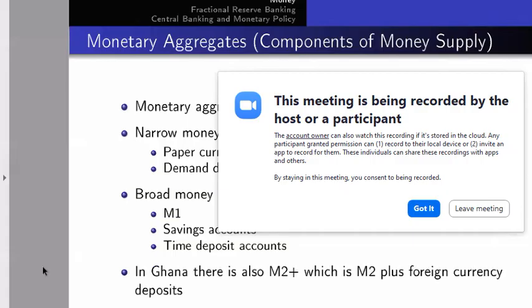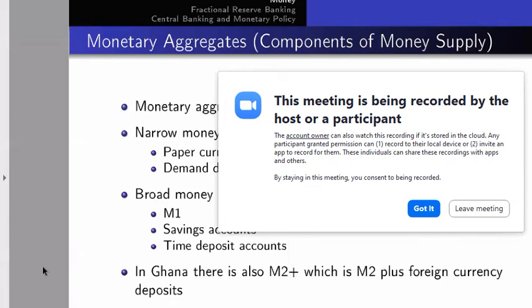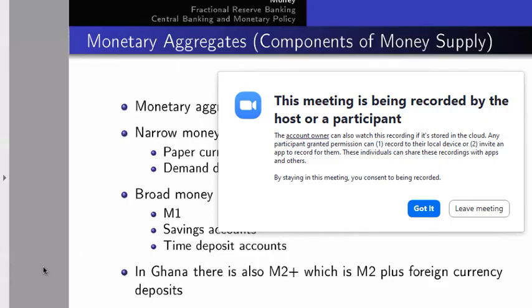There are different definitions of money. Money can be aggregated, and money aggregates can be classified into two main groups. There is the narrow money, referred to as M1, which consists of paper currency and coins with the public, and then demand deposits or checking accounts. Then there is M2, which is broad money. Broad money is M1 plus savings accounts and time deposit accounts. In some countries they have M2 plus. For instance, in the case of Ghana, M2 plus includes foreign currency deposits.